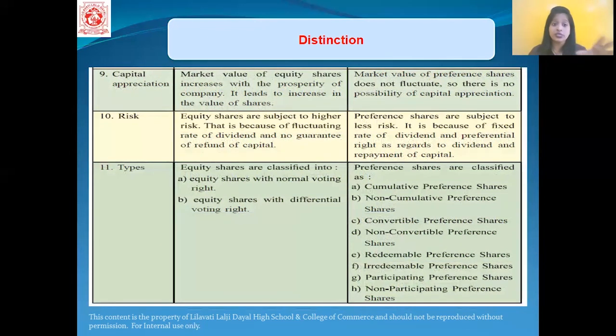The 10th point is risk. Equity shares are subject to higher risk, preference shares are subject to less risk. Here you have more risk, here you have lesser risk. Then types. Equity has just two types, with normal voting rights and with differential voting rights. Whereas preference has 8: cumulative, non-cumulative, convertible, non-convertible, redeemable, irredeemable, and participating and non-participating. So this was equity shares and preference shares.